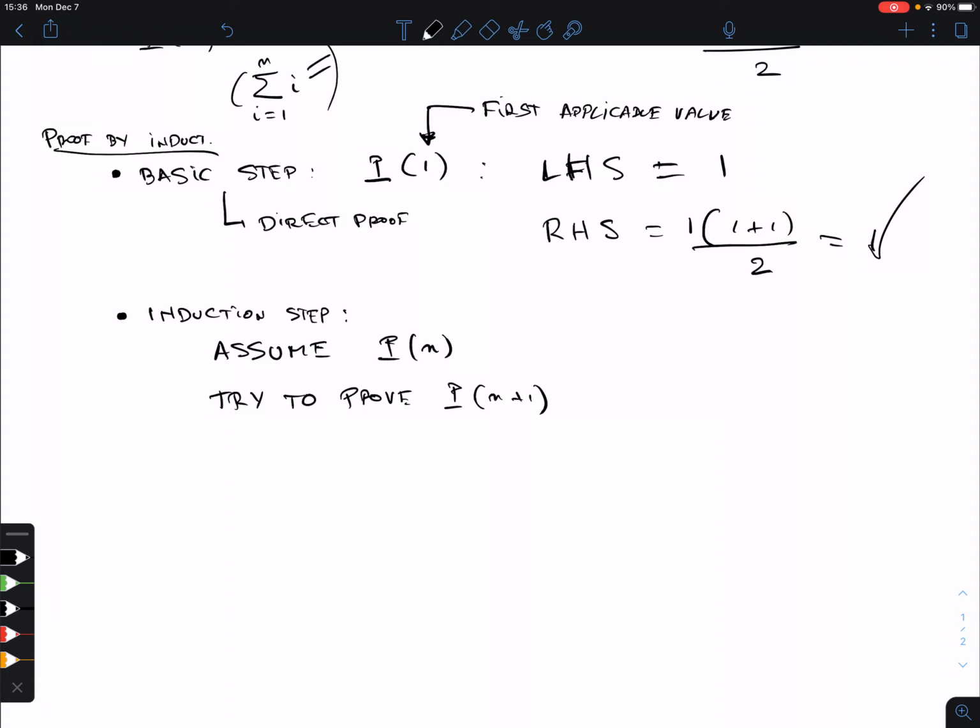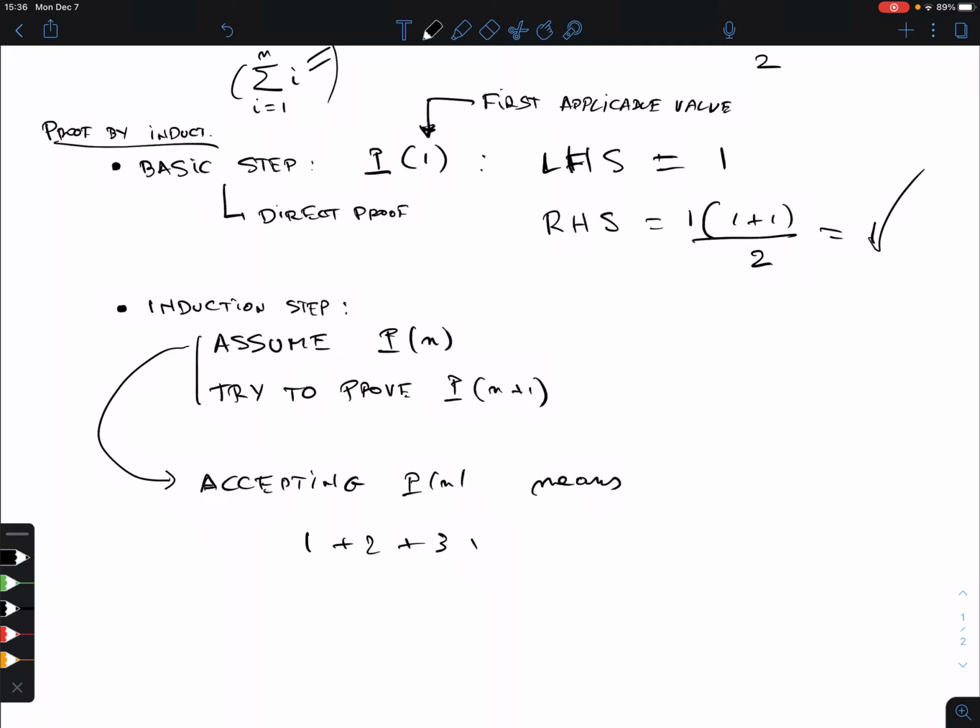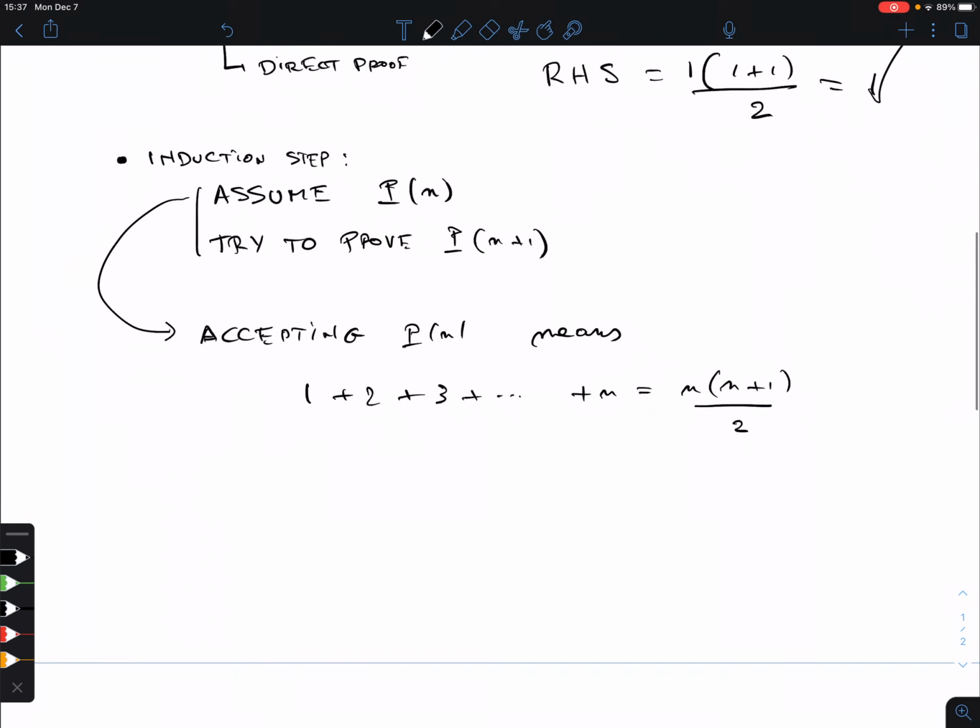So as I said, there are two things. We assume Pn and we try to prove Pn plus 1. So let's see what assuming Pn means. So Pn, we accept or assume, so let me write it one more time. Accepting Pn means that we agree that 1 plus 2 plus 3 plus ... plus n is equal to n times n plus 1 over 2. That is that. So let me make it in two colors. So assuming Pn, that is this formula.